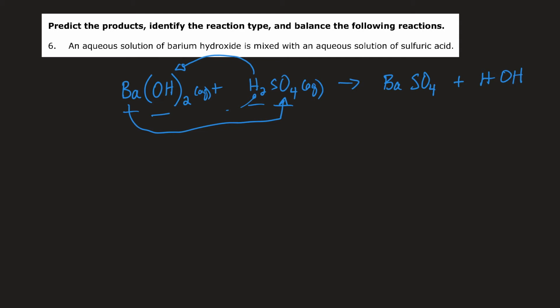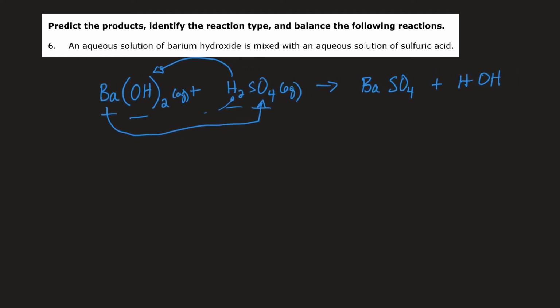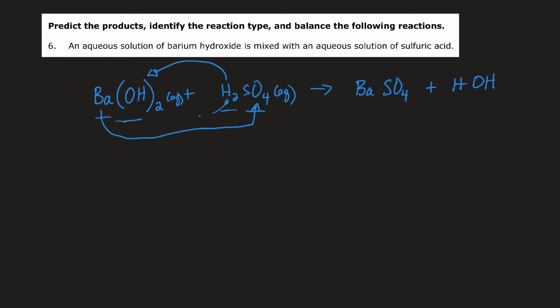Okay, so I think I've predicted the products correctly. I've told you what kind of reaction it is, probably a double replacement reaction. Specifically, you could call it a double replacement neutralization reaction, because the barium hydroxide is a base, and the sulfuric acid, of course, is an acid. But now let's balance it.